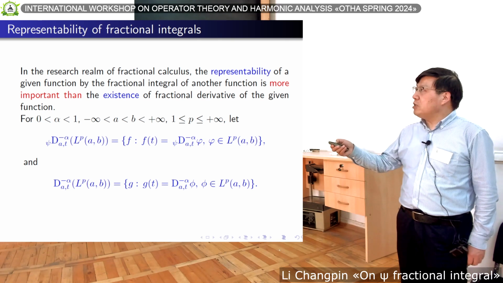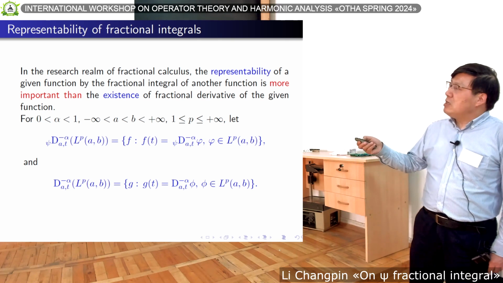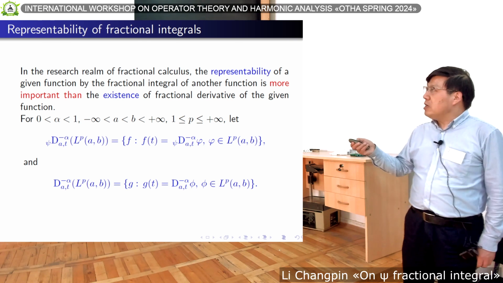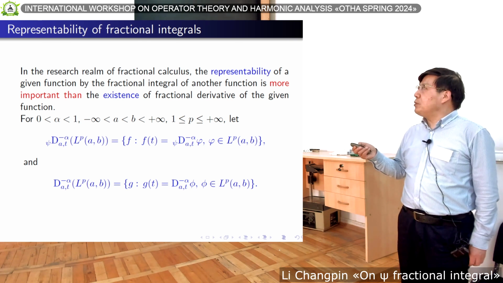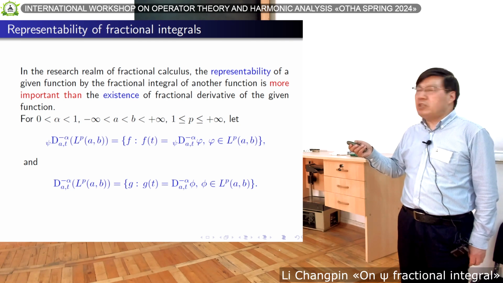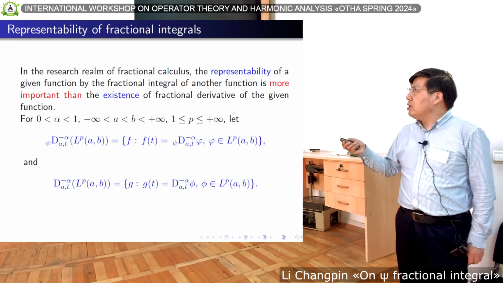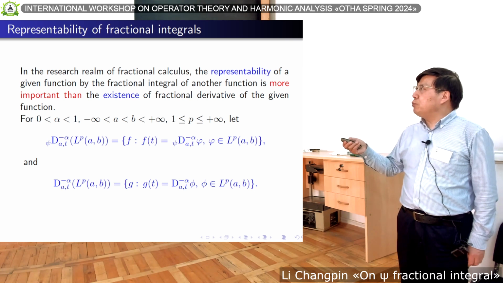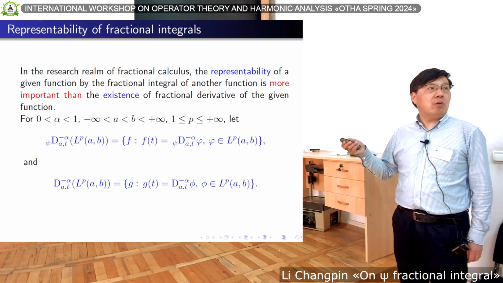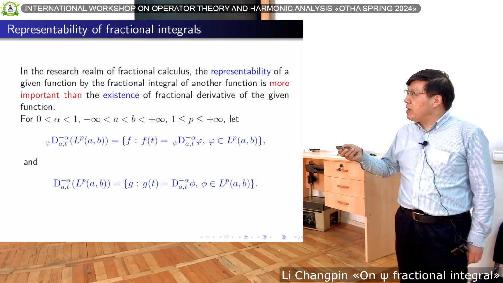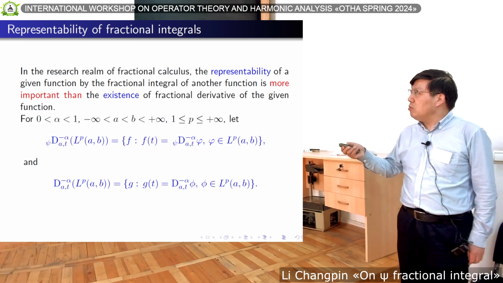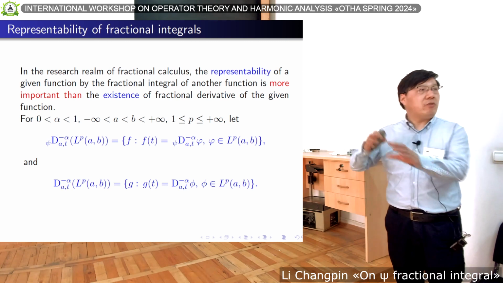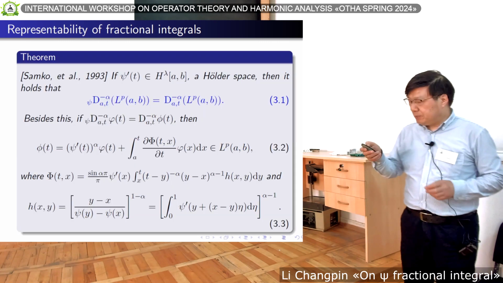This is the space. I mean that all of the functions in this space can be expressed by this fractional integral with respect to psi in the L^p space. And this is for the psi fractional integral, and another, this is for the Riemann fractional integral. So g(t) can be expressed like this. So what is the difference between the two spaces?